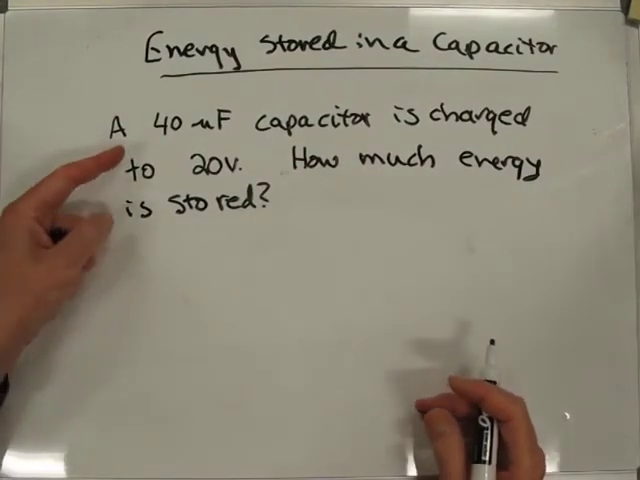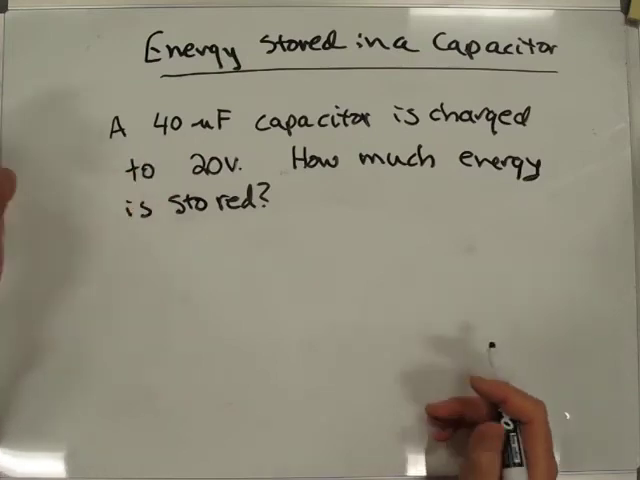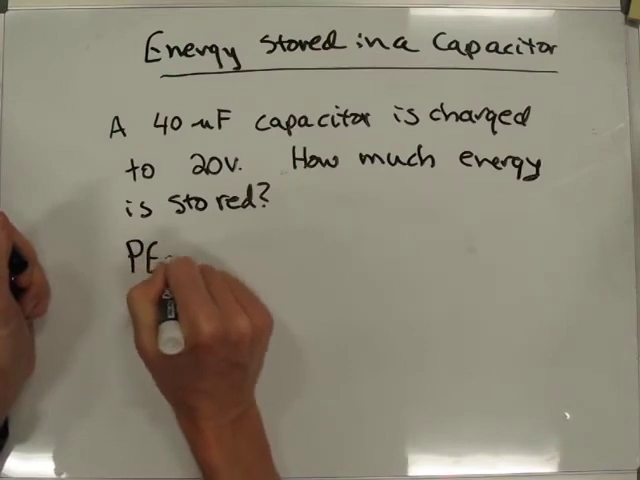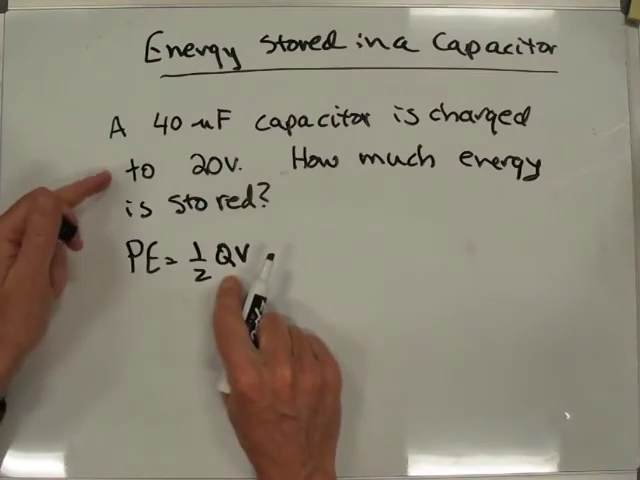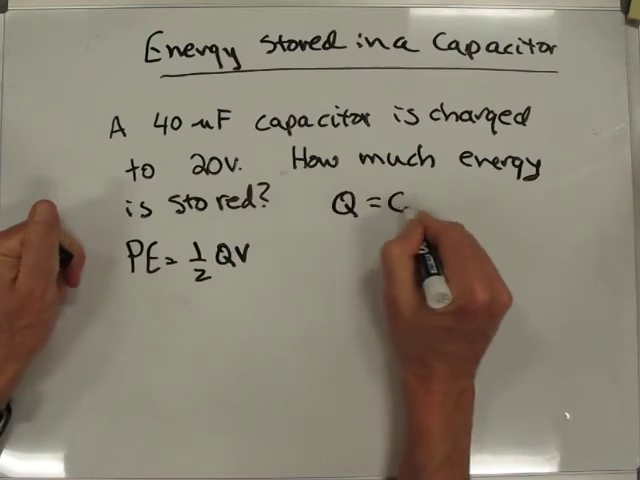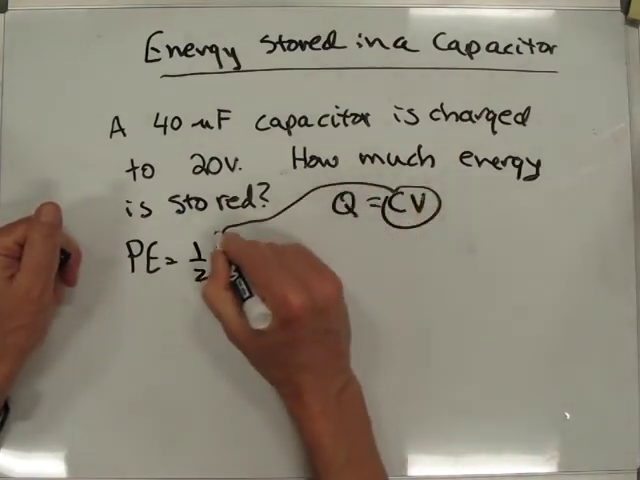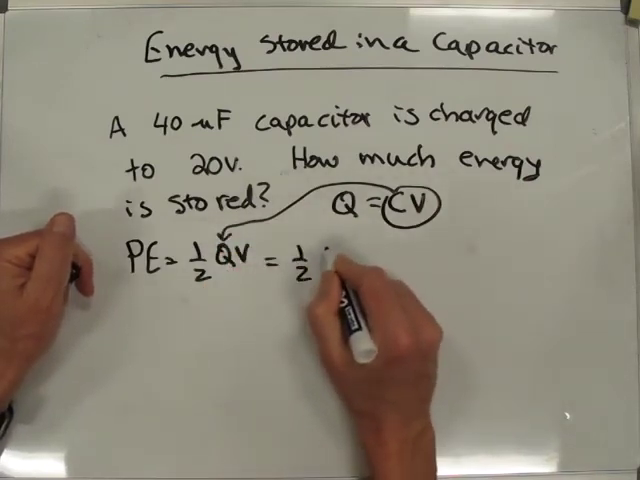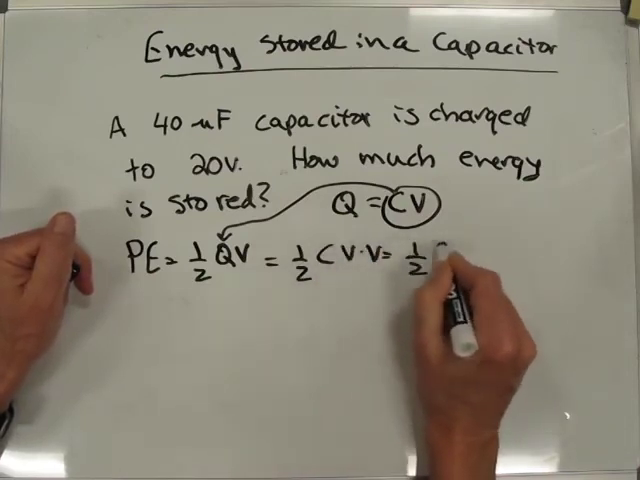So now we can ask the question, well, a 40 microfarad capacitor is charged to 20 volts. How much energy is stored? Well, our formula is the potential energy is 1/2 QV. I don't have the Q here. I just got the capacitance and the voltage, but I can run back and grab my handy dandy formula, Q equals CV, and I can just stick this in here where I had the Q, and this gives me 1/2 CV times V, or 1/2 CV squared.